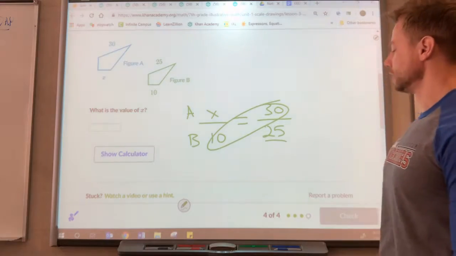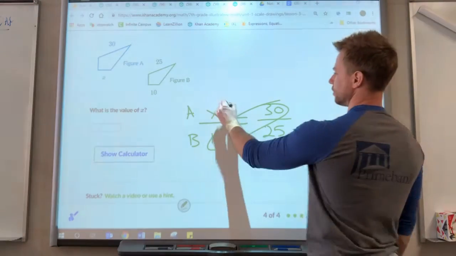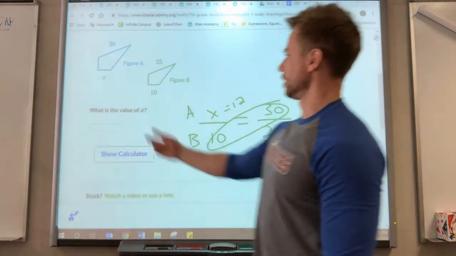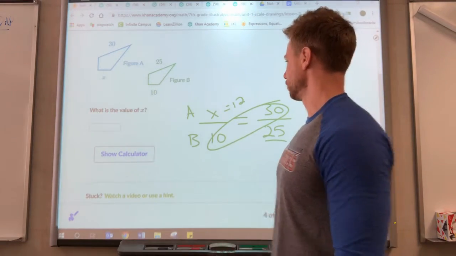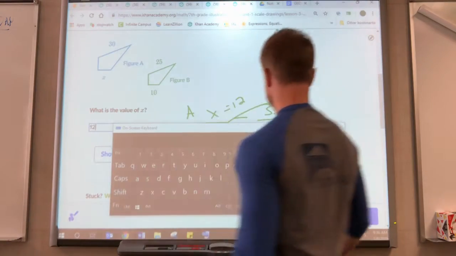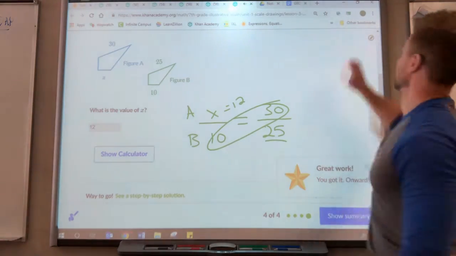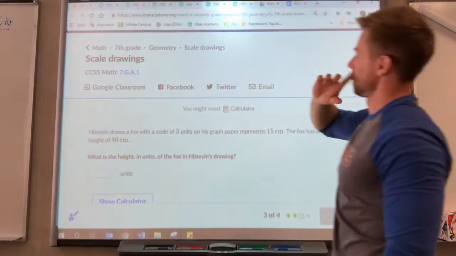10 times 30 is 300, divided by 25 would be 12. So that means the bottom side of figure A would be 12. Let's check that. Good. All right, next link.